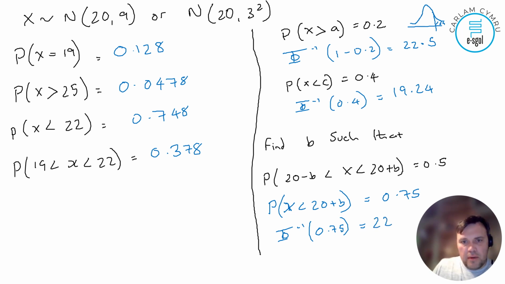And then I'm going to say, well, 20 plus b equals 22. So b equals 22 minus 20, which is equal to 2. So the value of b is, using 22, so this is saying that between 18 and 22, it is 50% of the information. Moving on to the next part I want to explain to you.